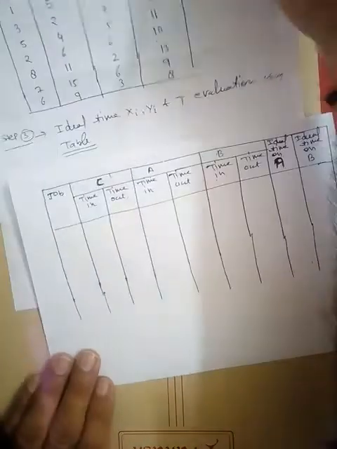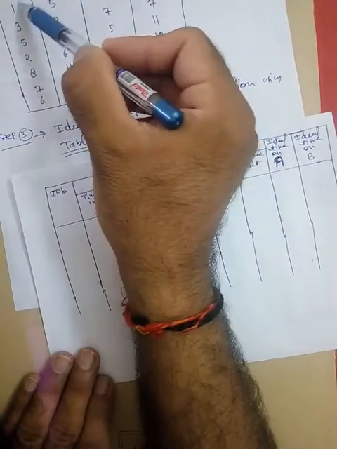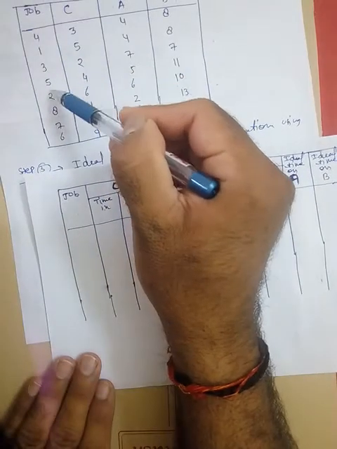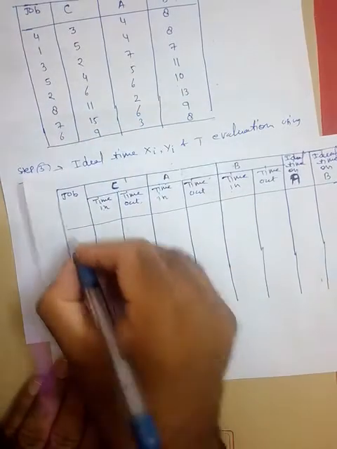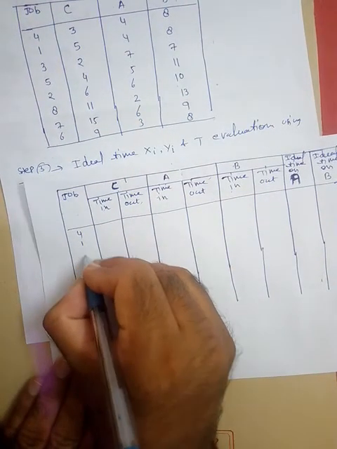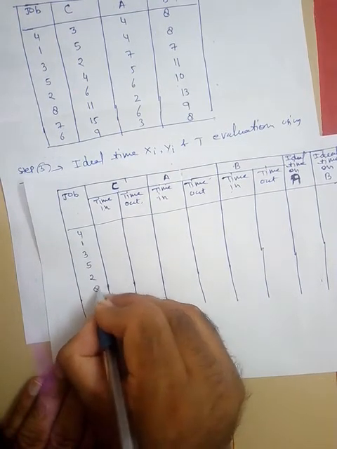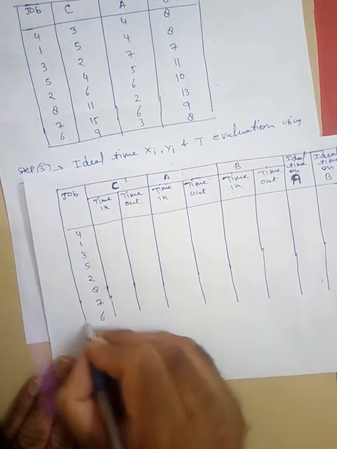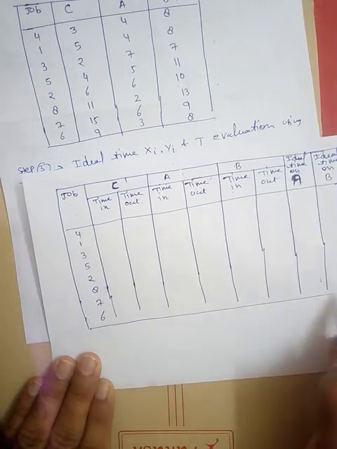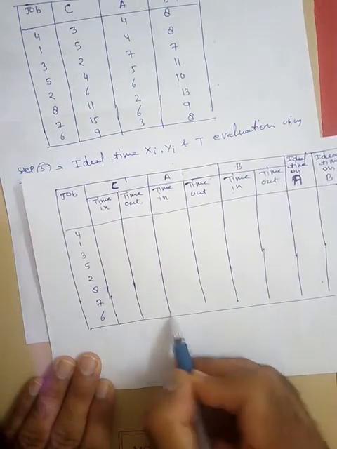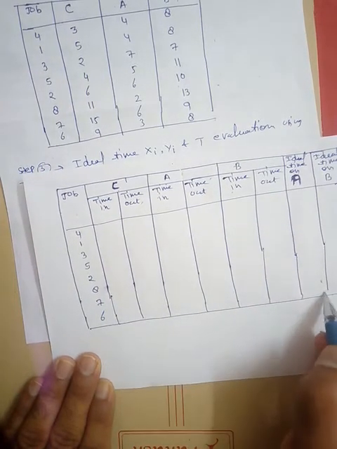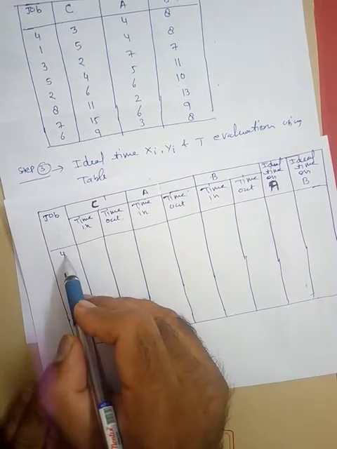Fine. So what is the optimum sequence? Here the optimum sequence is this: 4 1 3 5 2 8 7 6. So write down here 4 1 3 5 2 8 7 and 6. Fine. Now start with the first one.